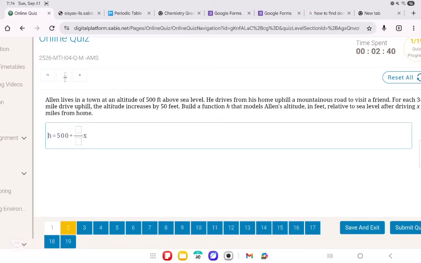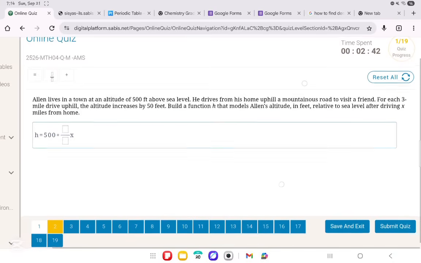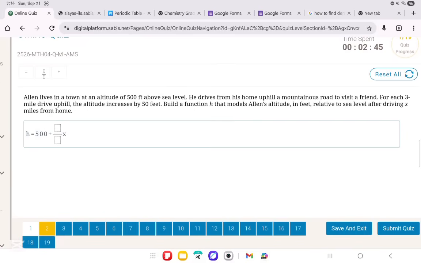Alan lives in a town at an altitude of 500 feet above sea level. He drives from his house uphill a mountainous road to visit a friend. Okay, so what does it say? He lives 500 feet above sea level. This is our constant. Why? Because he always lives 500 feet above sea level. It doesn't change. He drives from his home uphill a mountainous road to visit a friend.